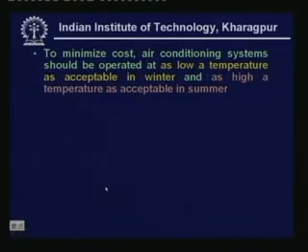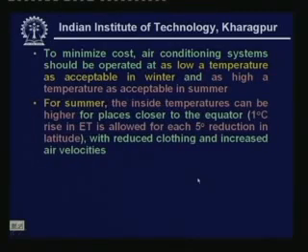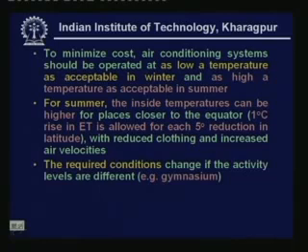To minimize cost, an air conditioning system should be operated at as low a temperature as acceptable in winter and as high a temperature as acceptable in summer. For summer, the inside temperature can be higher for places closer to the equator. 1 degree centigrade rise in effective temperature is allowed for each 5 degree reduction in latitude with reduced clothing and increased air velocities. The required conditions change if the activity levels are different. For example, in a gymnasium, the required temperature may be much lower than what is recommended for low activity.